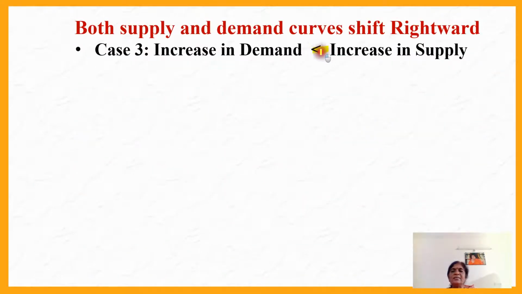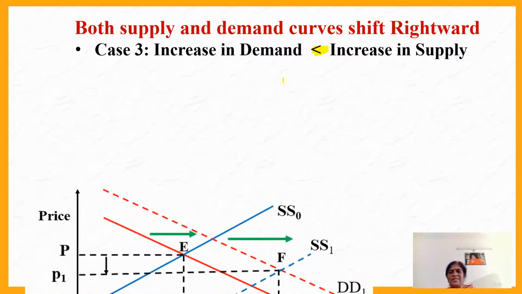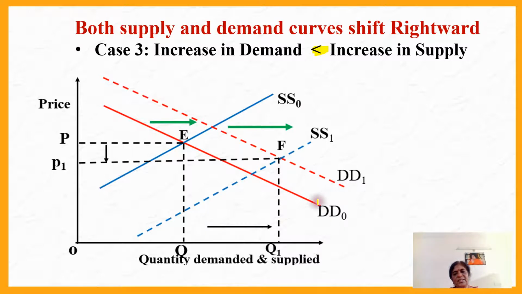The next case we will see: the increase in demand is less than the increase in supply. That means here the supply outweighs the demand. When the supply is more than the demand, you can definitely say price will decline. That we are going to explain with the diagram. You can see here our original demand DD0, new demand DD1 after the rightward shift. See the magnitude of the supply curve shift: a big distance it shifts rightward. But demand shifts rightward a little distance, the magnitude is less. And the initial equilibrium, SS0 and DD0, intersect at this point E. This is the initial equilibrium.